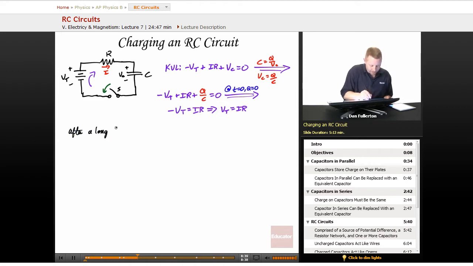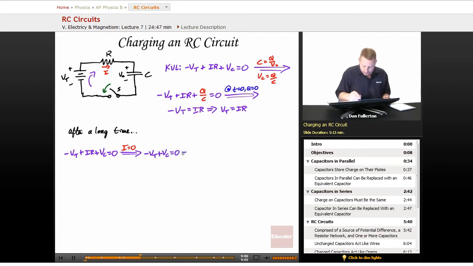After a long, long time, however, now that's going to act like an open. In that case, as we do KVL around our circuit, we see minus VT plus IR plus VC equals 0. But if that's an open, then no current can flow. That means I must equal 0. Therefore, minus VT plus VC equals 0, or VT equals VC. The voltage across the capacitor is the same as what you have across your battery. There's no current flowing.